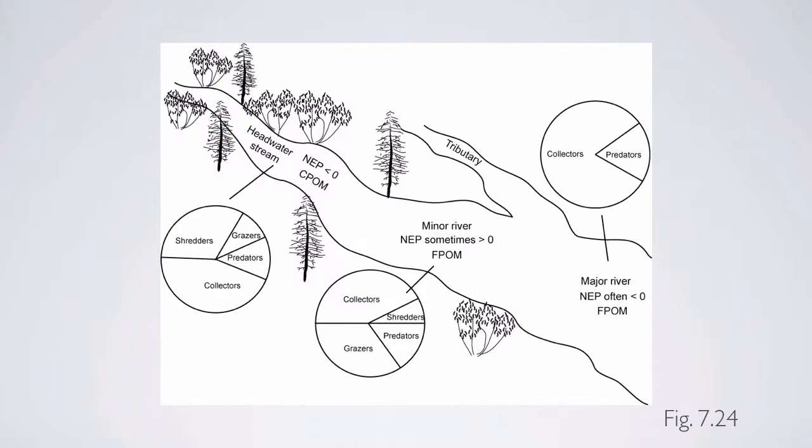Headwater streams, because they're often shaded and there's a large input of carbon, don't have high GPP. So for headwater streams, GPP is low. There's not a lot of light there, and there's a lot of carbon input. With GPP relatively low, respiration is relatively high, and in that case, net ecosystem productivity is often less than zero. There's more respiration than there is production.